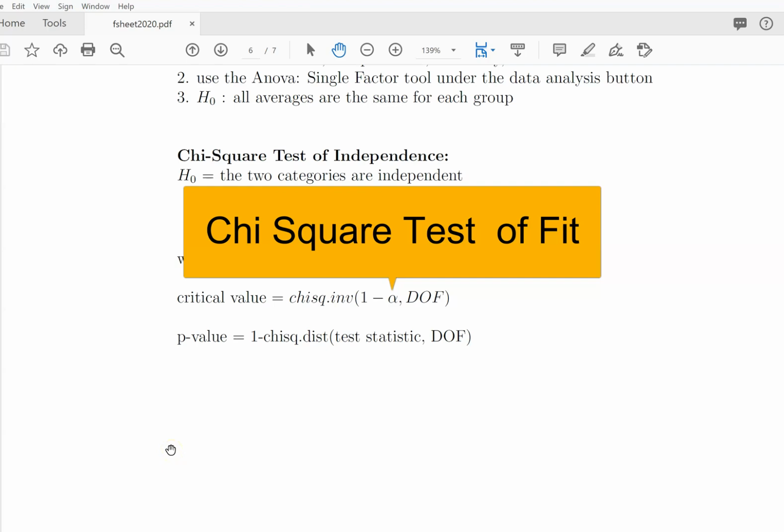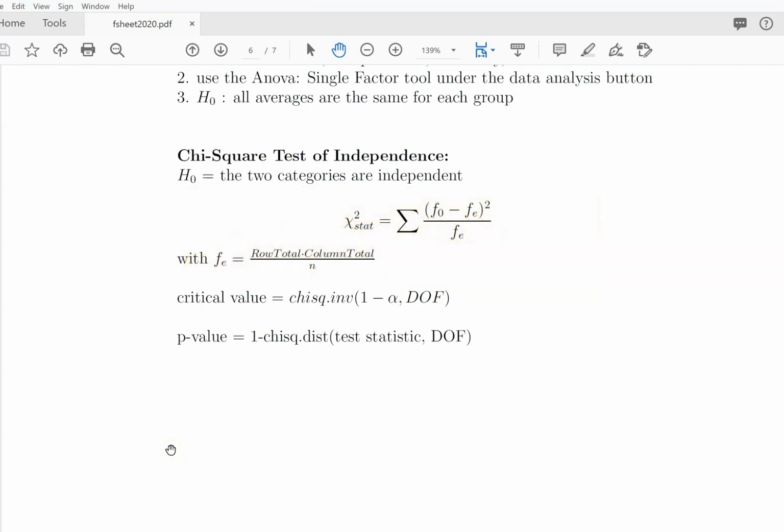Hello, everybody, and today we're going to talk about the chi-square distribution. This video will be all about the chi-square, and it'll be the test for fit, the goodness of fit. You see in front of you the chi-square test of independence. Well, the chi-square test of fit is very similar. There's slight differences between the chi-square test of fit and test of independence. Just because there's such a small difference, that's why I'm going to focus today on the chi-square test of fit.